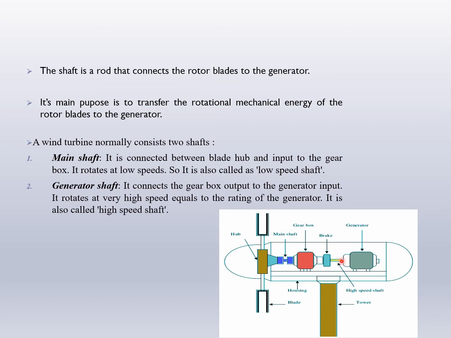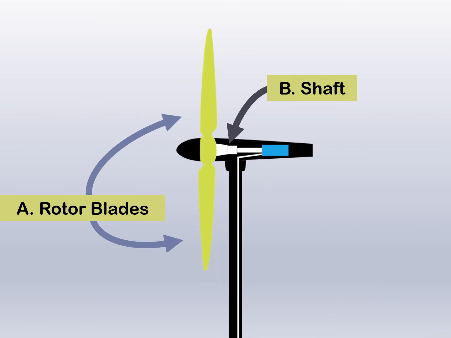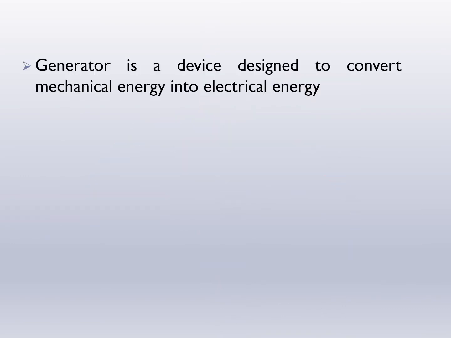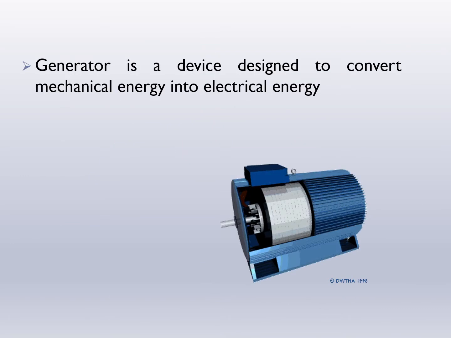Then comes the generator shaft. It connects the gearbox output to the generator input, and it rotates at very high speed equal to the rating of the generator, and it's called the high speed shaft. The last part is the generator. It is a device which is used to convert the mechanical energy to electrical energy.